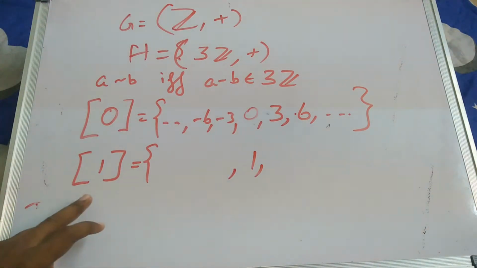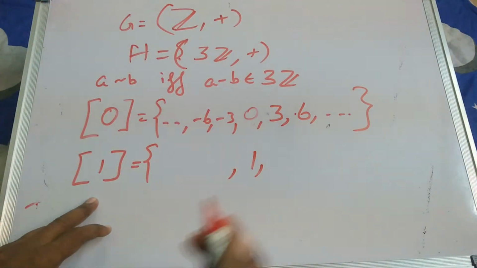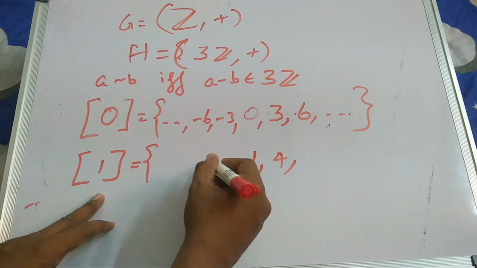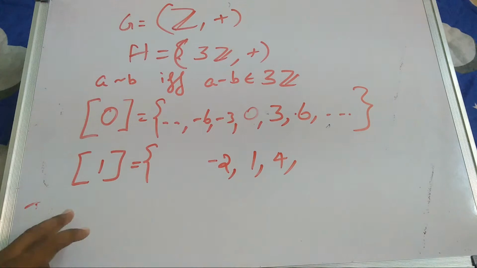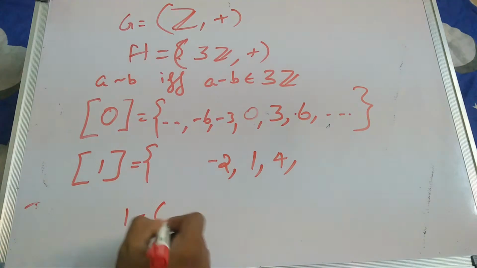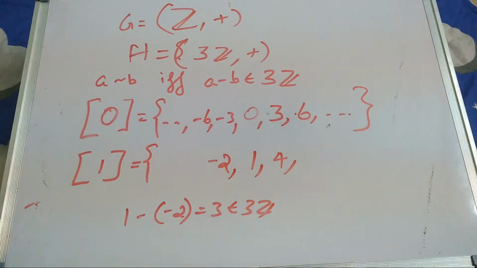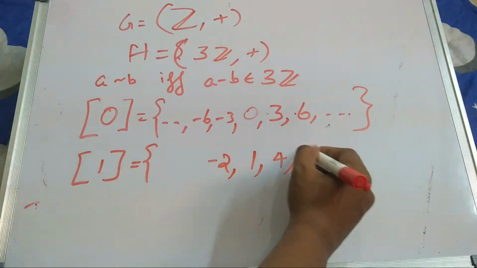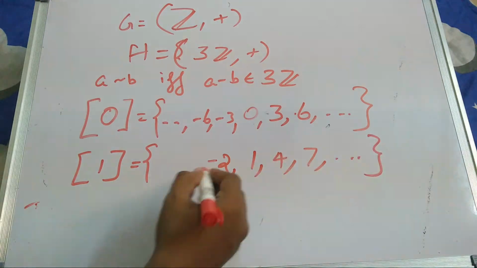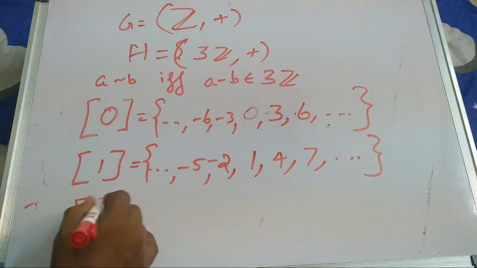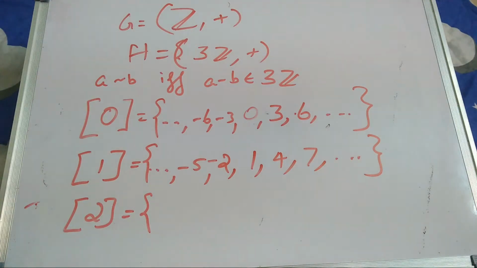Then the next element which is related to it is 4, because 1 minus 4 is minus 3. In the same way, it is going to be minus 2, because 1 minus minus 2 is going to be 3, which belongs to 3z, and hence minus 2 belongs to this set. So 7, etc. This way it is going to be minus 5, etc. Next, let us collect all the elements related to 2.